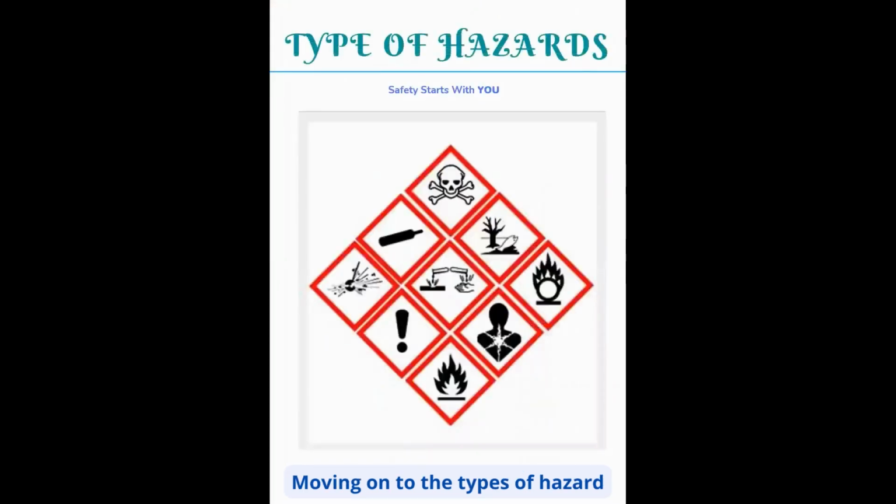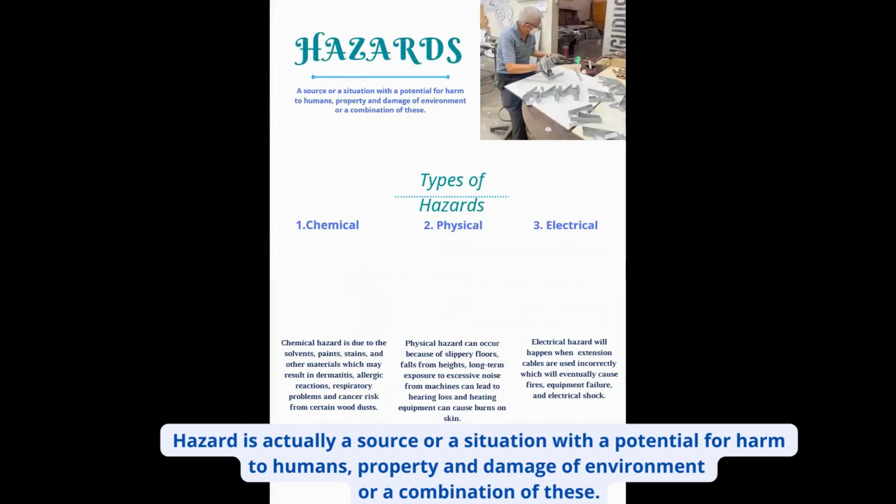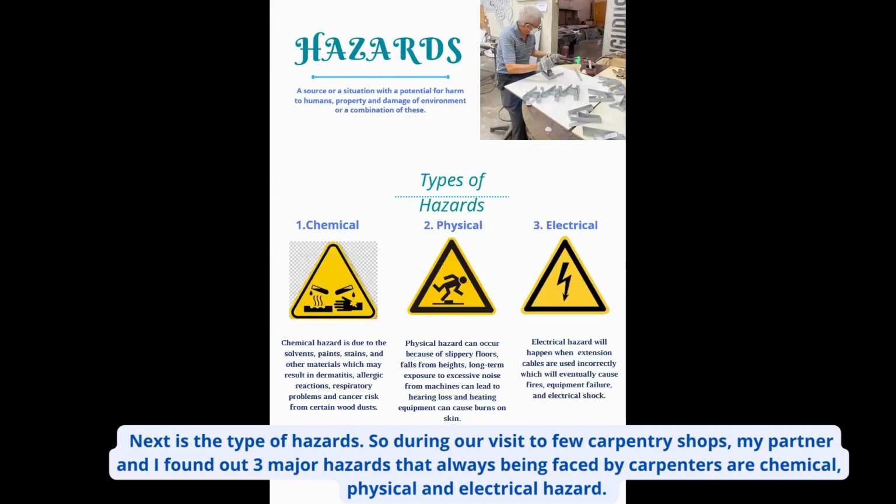Moving on to the types of hazard. First of all, what is a hazard? A hazard is actually a source or a situation with a potential for harm to humans, property, and damage of environment, or a combination of these. Next is the type of hazard. During our visit to a few carpentry shops, my partner and I found out that three major hazards always faced by carpenters are chemical, physical, and electrical hazards.